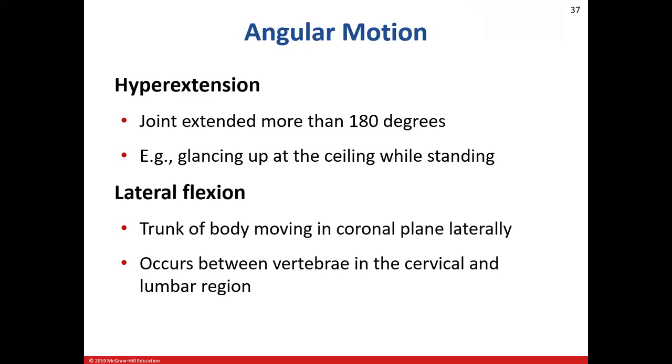Another movement that involves angular movements is going to be lateral flexion. Now, this is where we take the trunk of the body that moves in a coronal plane laterally. So we can see this oftentimes with our vertebrae, particularly in the cervical and lumbar regions. Basically, if you think about the cervical region, it's taking your ear and trying to touch your shoulder, or taking your hand and sliding it down your leg in the lumbar spine. That's going to be lateral flexion or lateral bending.